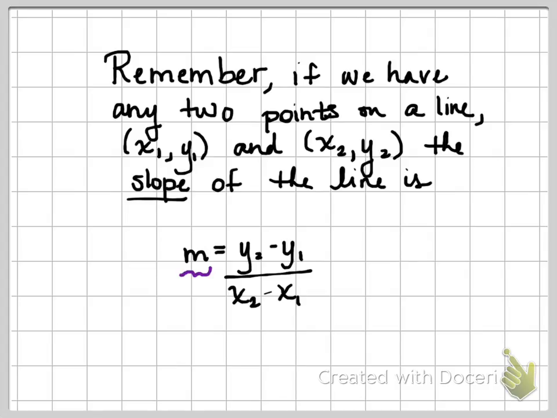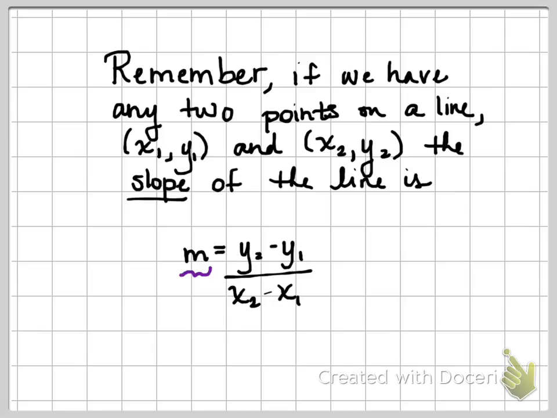The remarkable thing about a line, and this is unique to a line, the only kind of graph that satisfies this, is that it doesn't matter which 2 points we take as long as they're different, this slope will always be the same number.